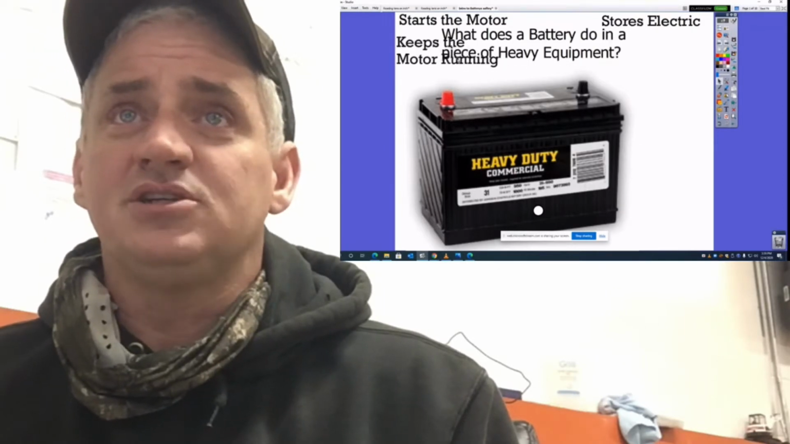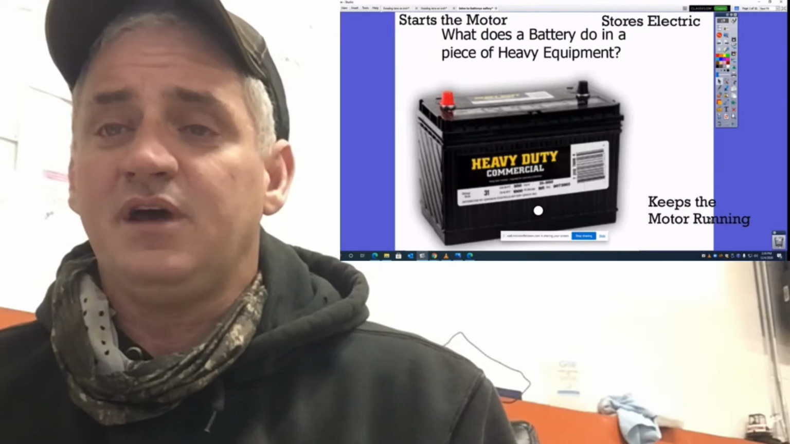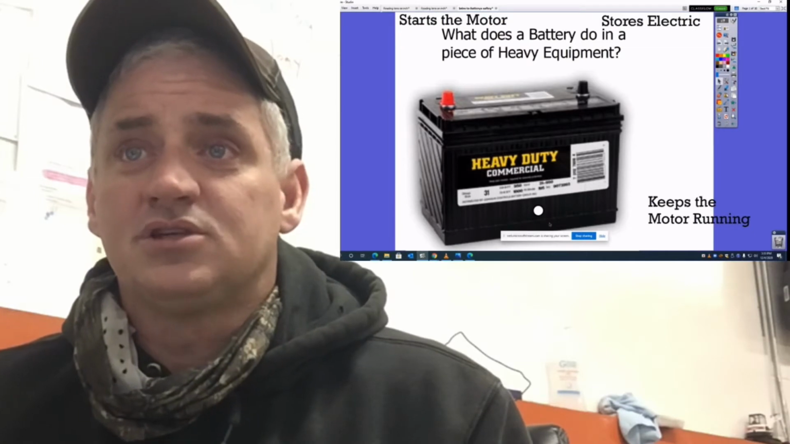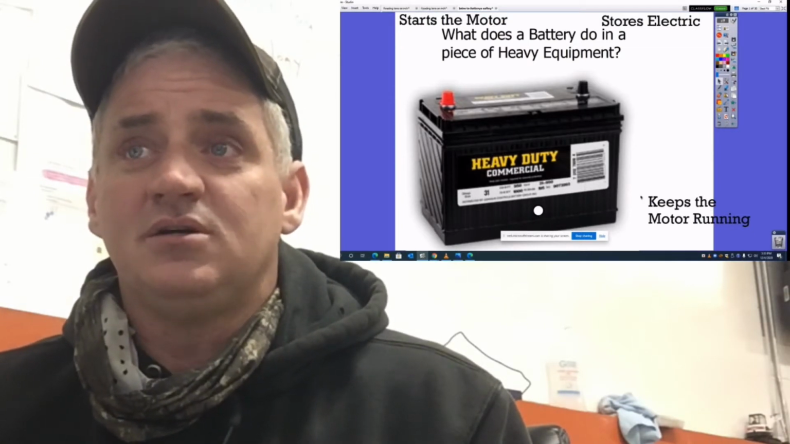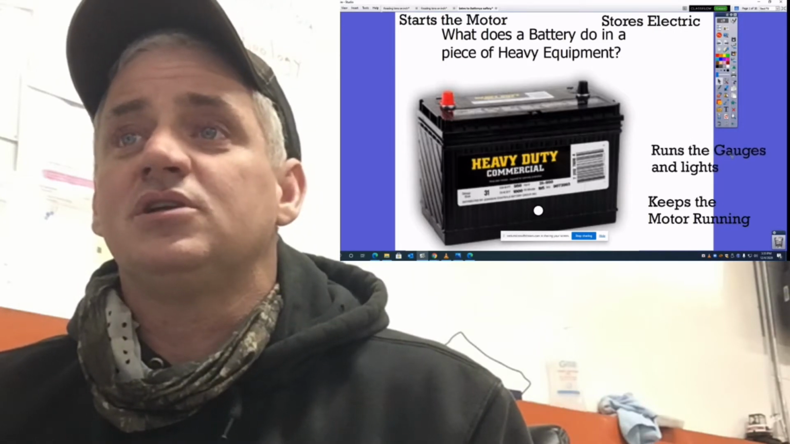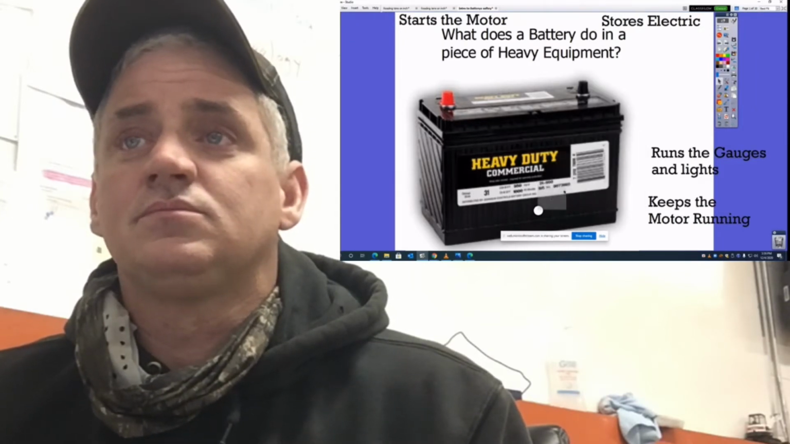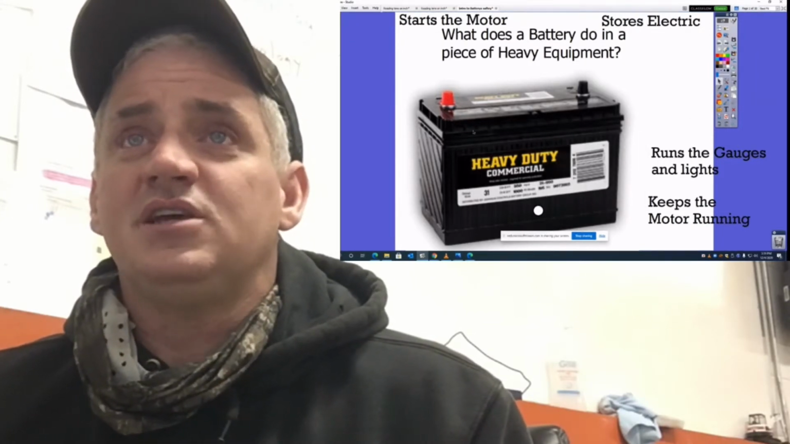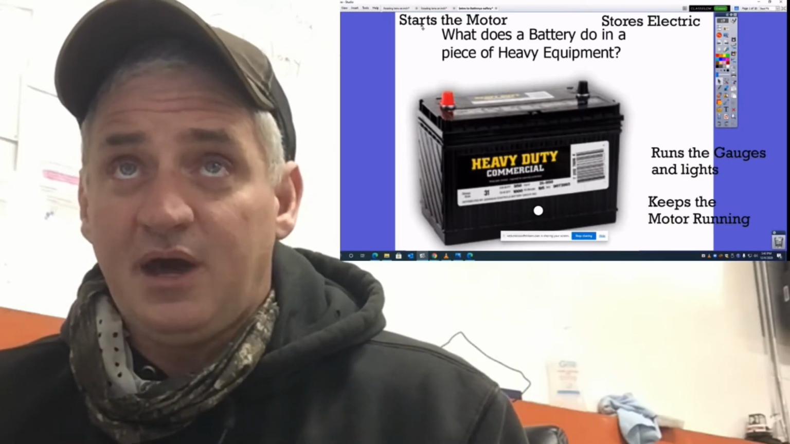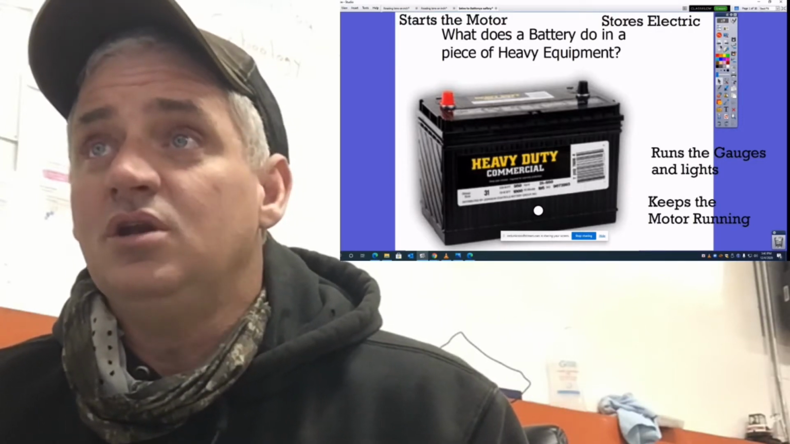In some applications, it keeps the motor running. If it has an electronic solenoid on the injection pump, it'll keep the engine running. Some of your older machines don't need that, but in most cases, it keeps the engine running, especially in a gas motor. It runs all your lights and gauges. Without these things, obviously, the battery system doesn't work. Most people never really look at the batteries until it doesn't start the motor, but you need to know what it does in the system.